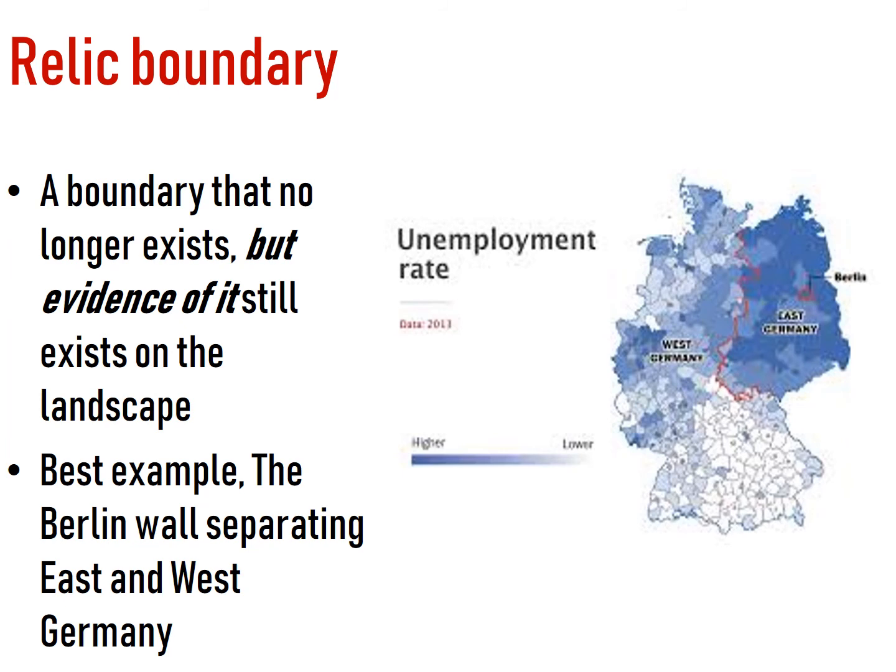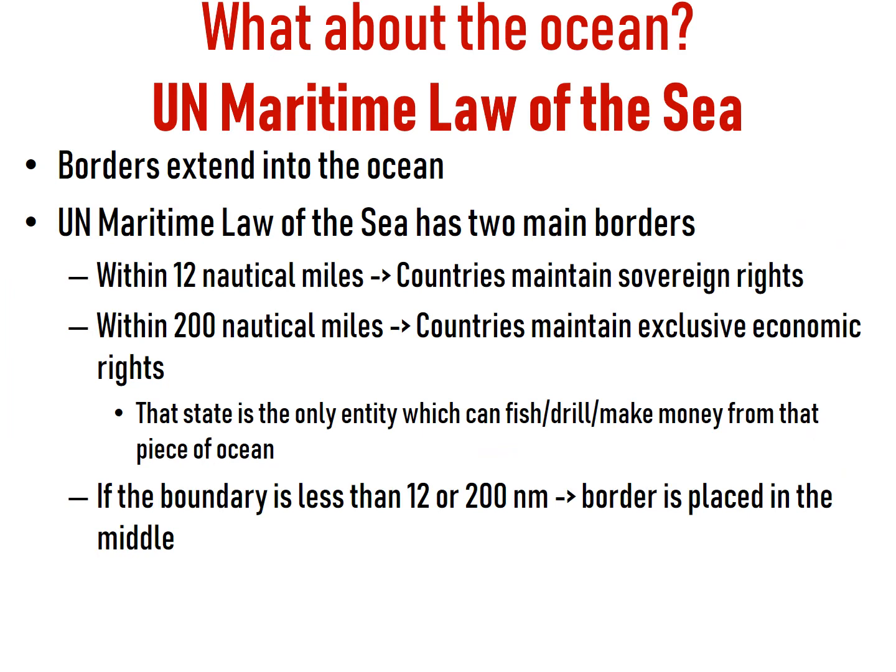All right, now, kids ask all the time, what about the ocean? Are there borders in the ocean? Yeah, believe it or not, there is. So the United Nations decided on the UN Maritime Law of the Sea, where borders do extend into the ocean. Now, it is a little complicated because there's technically two borders, so I'll try my best to not confuse you. From the shore to 12 nautical miles out, countries maintain complete sovereign rights. That means no other country can tell that country what to do with that 12 nautical miles and everything in it. But from the shore to 200 miles out, they maintain exclusive economic rights.